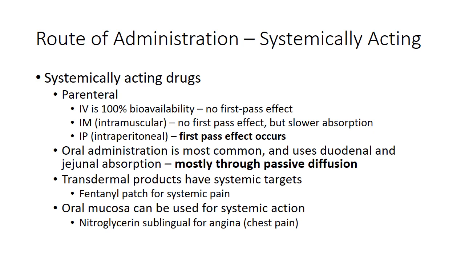IP is intraperitoneal. One of the more important things, in my opinion, and I want you to know this, is that intraperitoneal, in most cases, will have a first pass effect. In all cases that I'm aware of, actually. Intraperitoneal is where you inject a drug into the abdominal cavity. You're not trying to inject an organ, but you're trying to put it in the fluid in the abdomen, where all your visceral organs are present. In that fluid, in the peritoneal cavity surrounding those organs, all those abdominal organs have capillaries that will absorb this IP formulation or this IP injection.